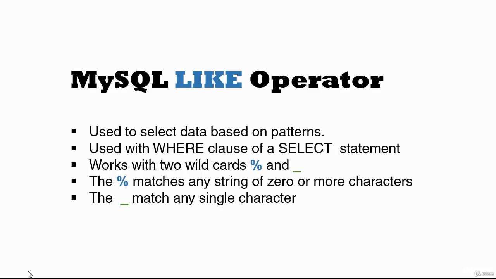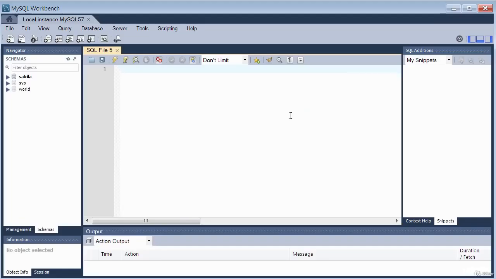When the like operator is used with a %, it will search for a specified pattern on any string from 0 or more characters. It depends on where you place the percentage within the search criteria. The underscore, on the other hand, is used to match only a single character pattern. So we're going to have a look at how these work.